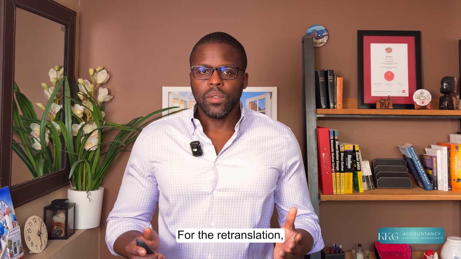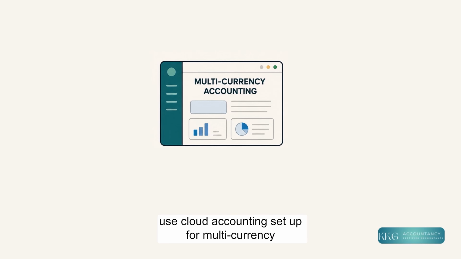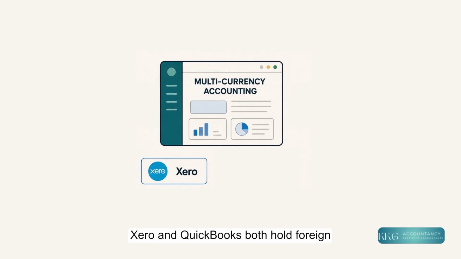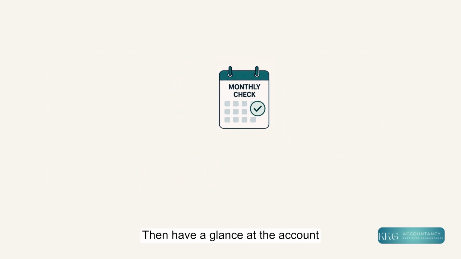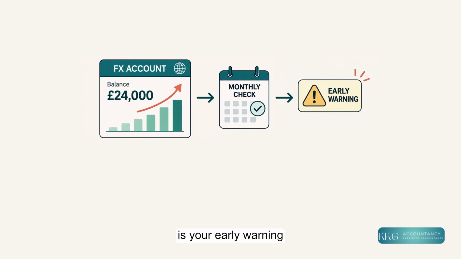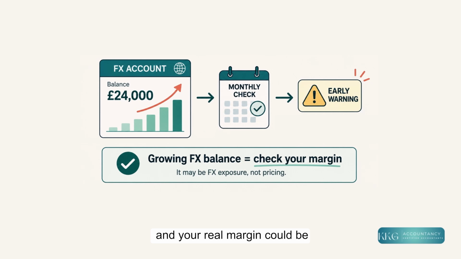For the retranslation, two things. Use cloud accounting set up for multi-currency from day one. Xero and QuickBooks both hold foreign balances properly and run that closing rate step automatically into a dedicated FX account. Then have a glance at that account in your monthly numbers. A balance quietly growing is your early warning that the gap between your reported margin and your real margin could be FX exposure rather than pricing.